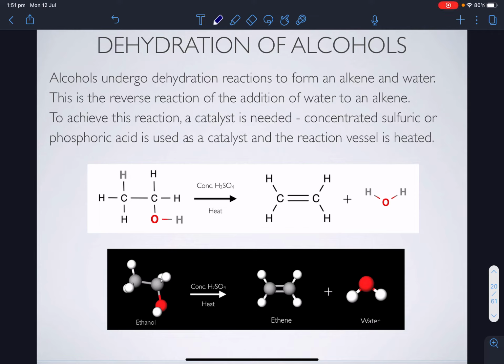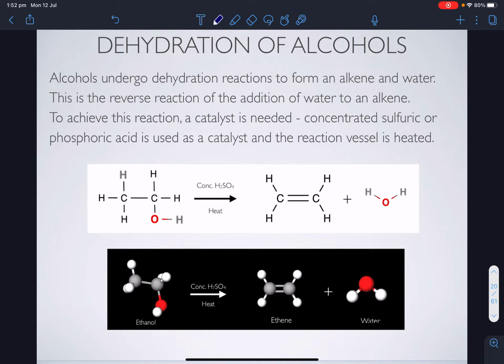Okay, Year 12. Next up in alcohols, we're going to look at a couple of reactions that alcohols can undergo. First up, we're looking at dehydration of alcohols. It's called dehydration because it's removing the alcohol group, so the OH, and it's also removing a hydrogen, getting rid of it, and leaving a double bond.